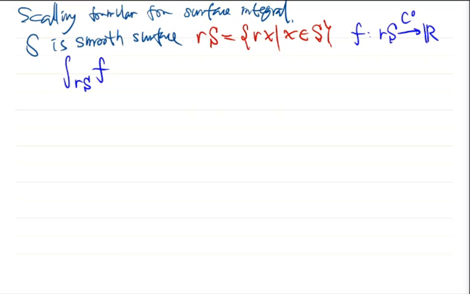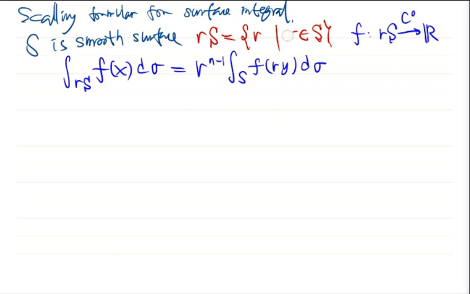Then the result is that the integral of f over the surface rS equals r^(n-1) times the integral over S of f(ry) d sigma. Maybe I should write this as ry. That is x equals ry.